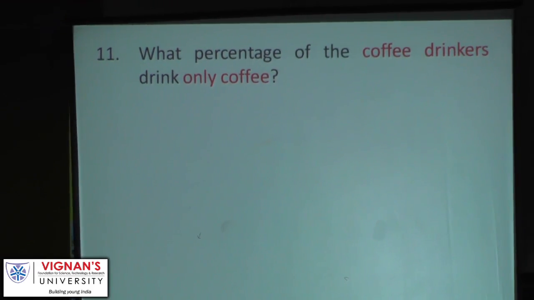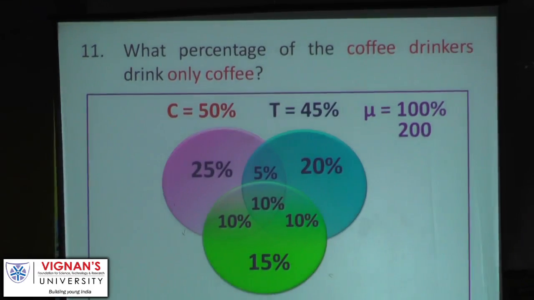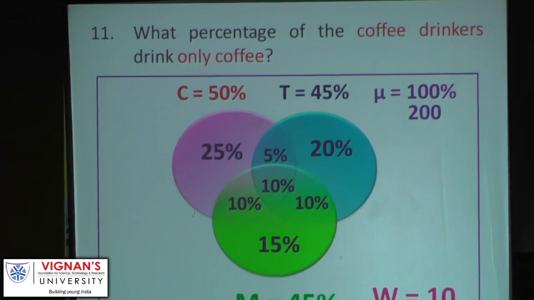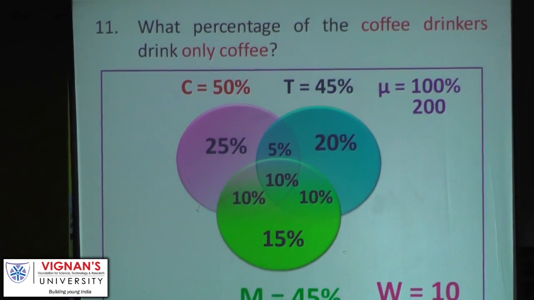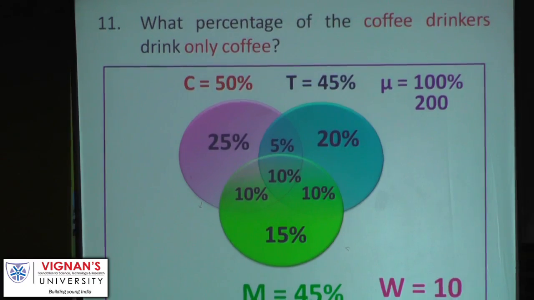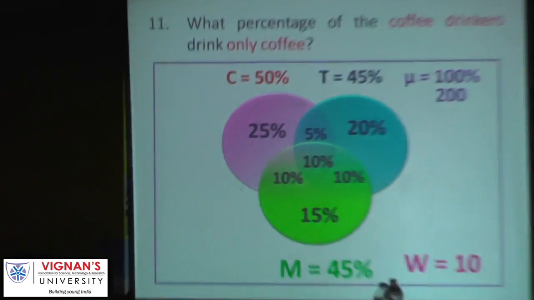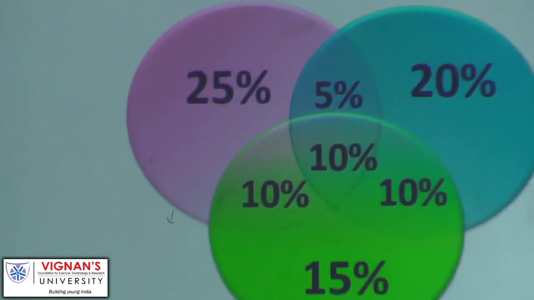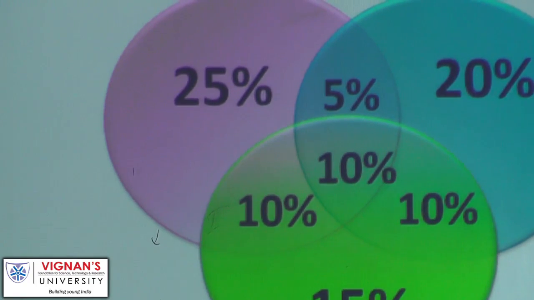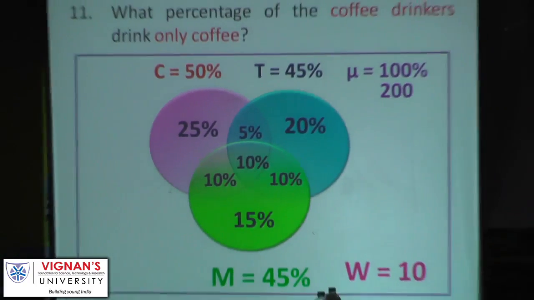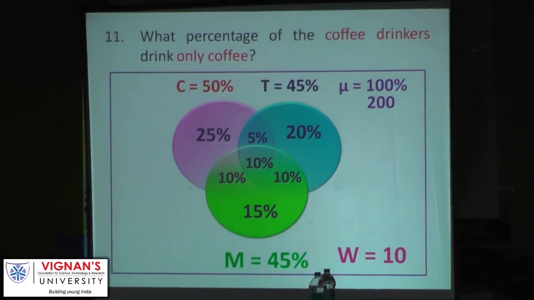What percent of the coffee drinkers drink only coffee? Coffee drinkers are 50%, so 50 coffee drinkers. How many drink only coffee? 25. 25 is what percent of 50? Half of 50. Half means 50%.